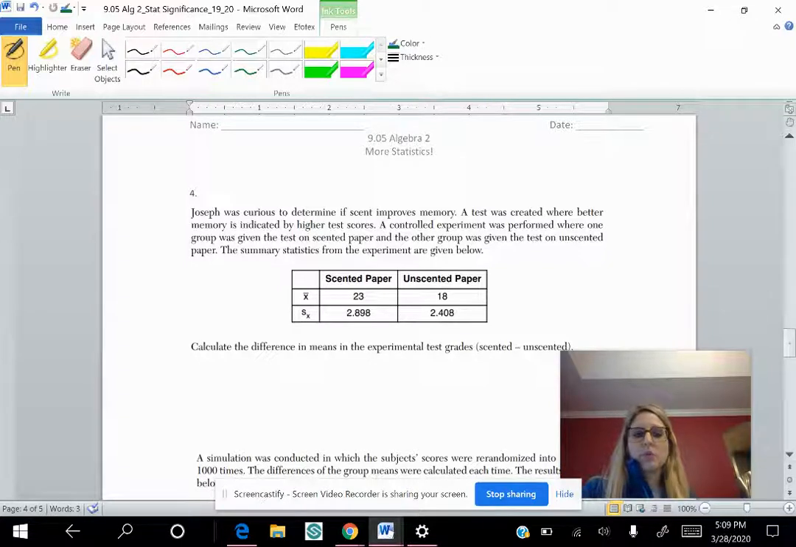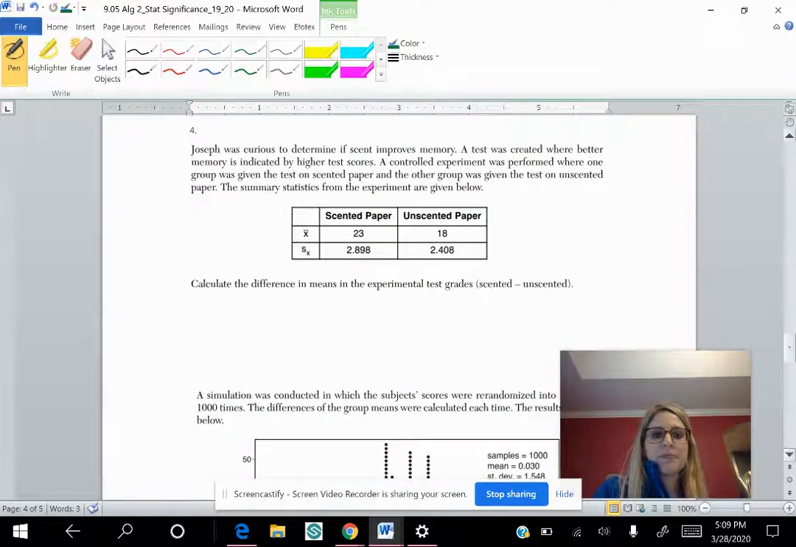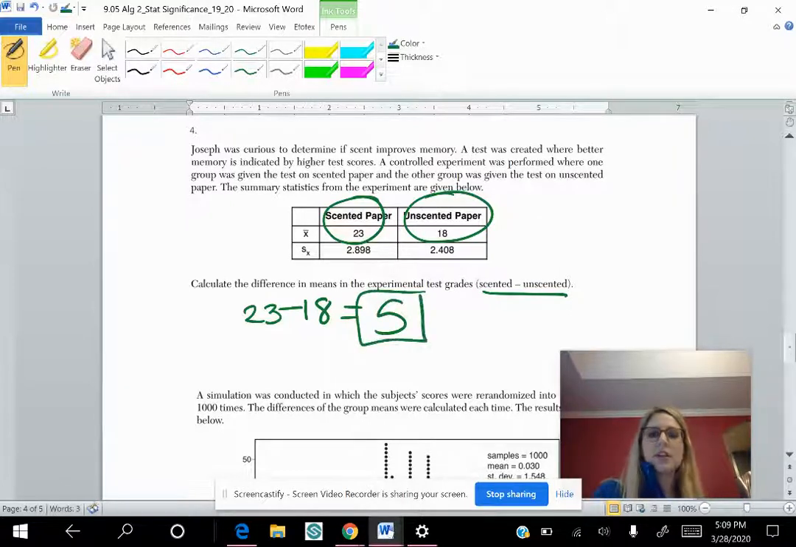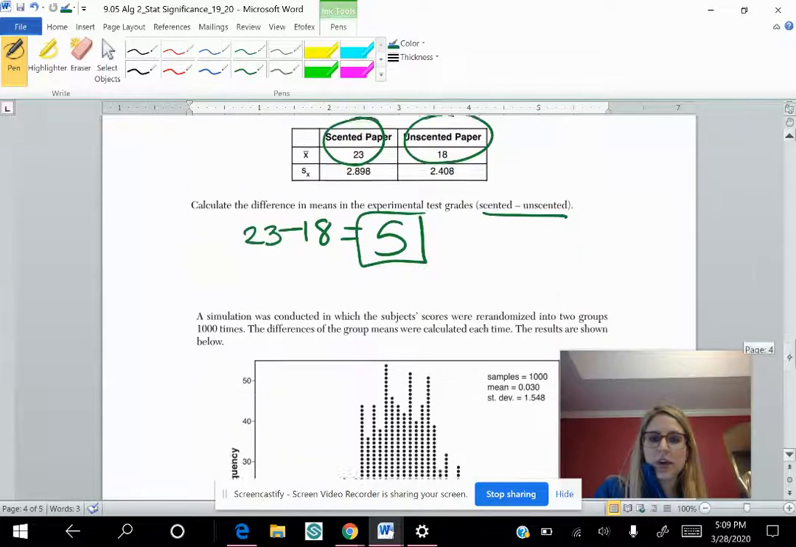So remember, these symbols are if you have your sample statistics, as opposed to the population. So our mean for scented paper is 23, standard deviation 2.898, unscented 18, standard deviation for that sample was 2.408. Calculate the difference in the means in this experiment. They tell us they want scented minus unscented, so that's 23 minus 18, which gives us 5. So the difference in our means is 5.